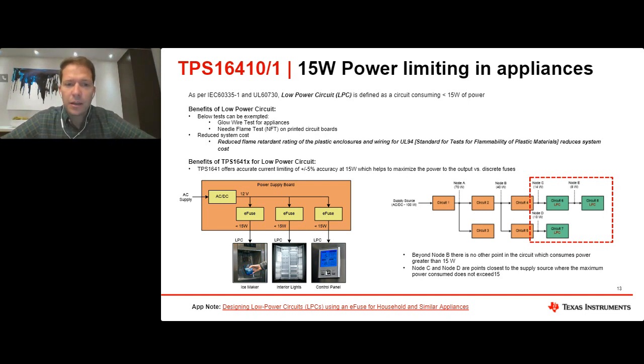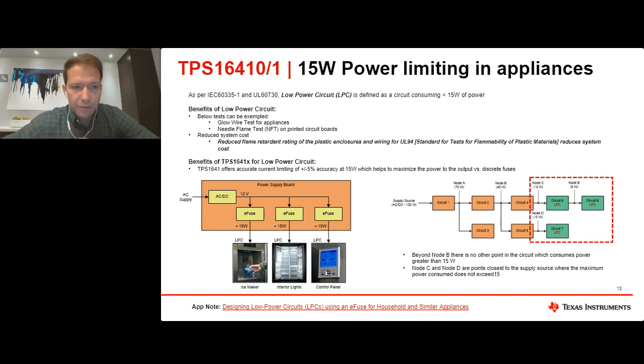So by having less than 15 watt power limiting, the risk of fire is low. So what this can really help to do is reduce the flame retardants in the plastic enclosure, which can help to save cost.